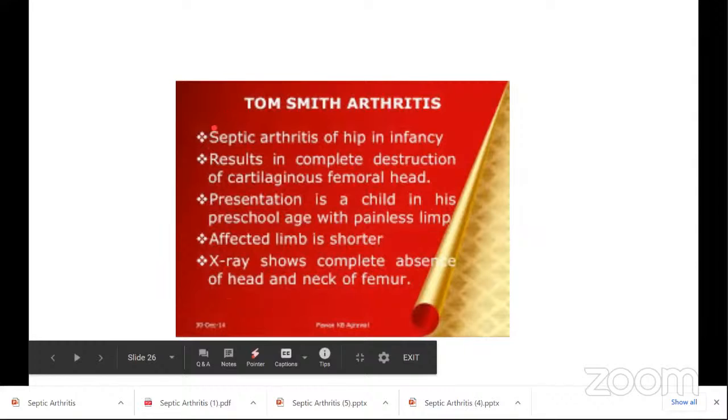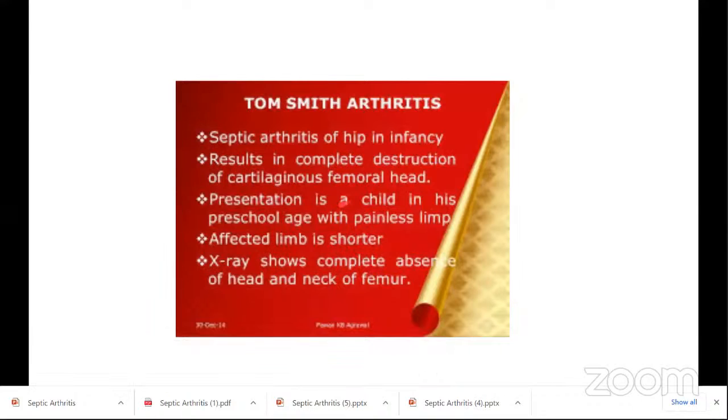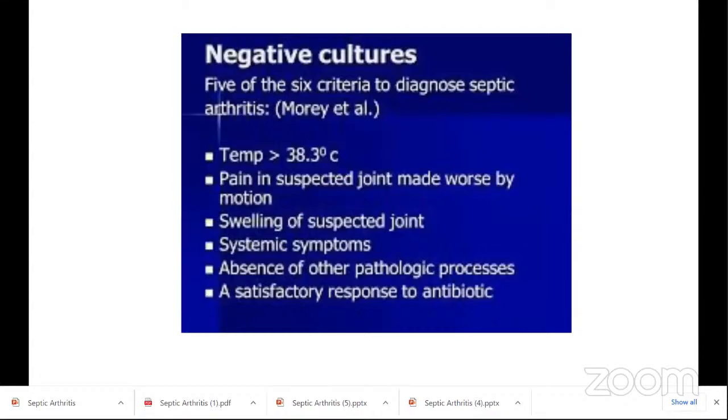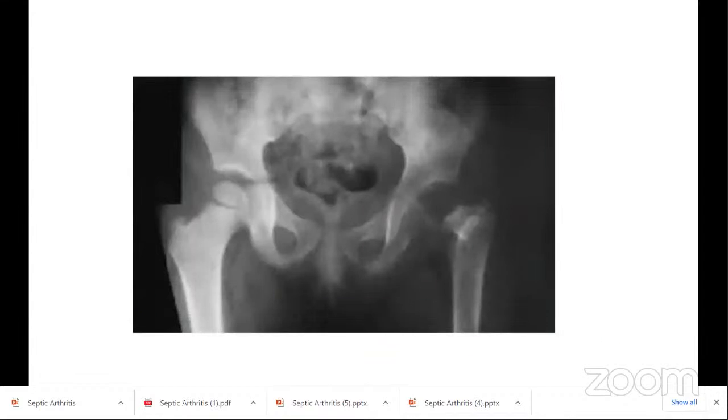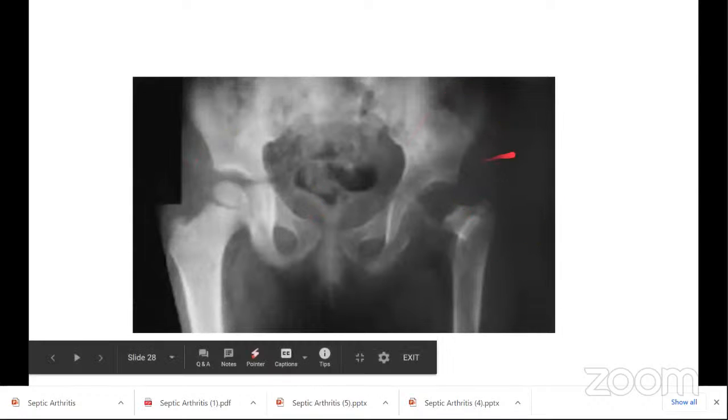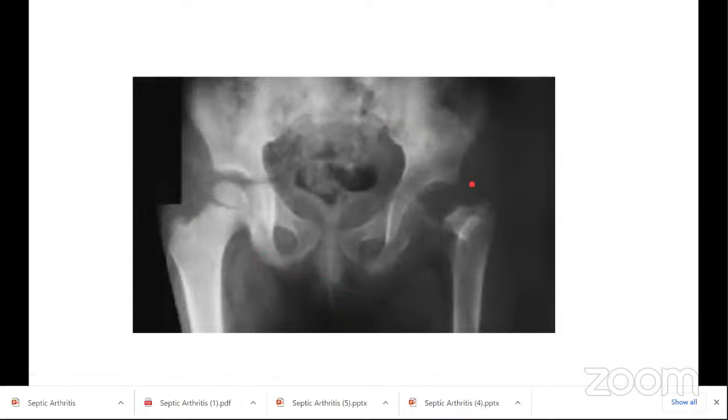See, look at this. This can be an MCQ question. What is the entity? A preschool child is brought to you, wherein X-ray shows absence of the femoral head, the limb is shorter, and the child walks with a painless limb. Okay, the diagnosis would be either congenital dislocation of the hip or Tom Smith arthritis. But they will say there is a history of fever in the past. This is one more X-ray. Tom Smith arthritis, please remember. Whenever somebody calls Tom Smith arthritis, you should be able to recollect this picture.